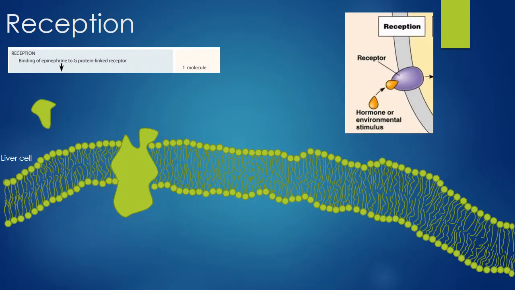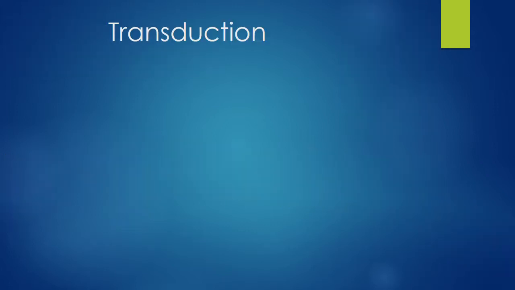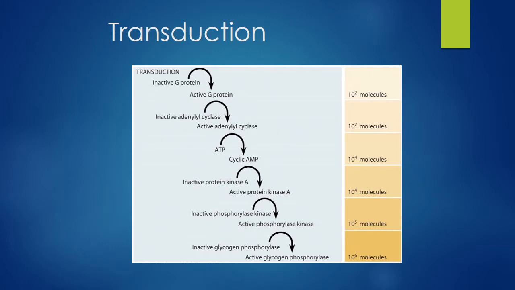In reception, one molecule of epinephrine binds to its G protein receptor and effectively activates it by changing its shape. In the next phase of transduction, a cascade of events occur that exponentially amplify the signal of epinephrine. Let's take a more specific look at that.